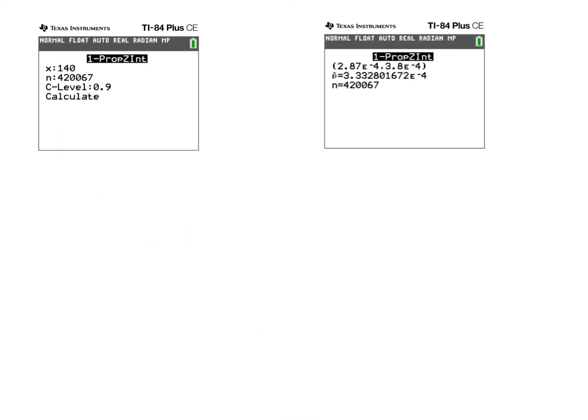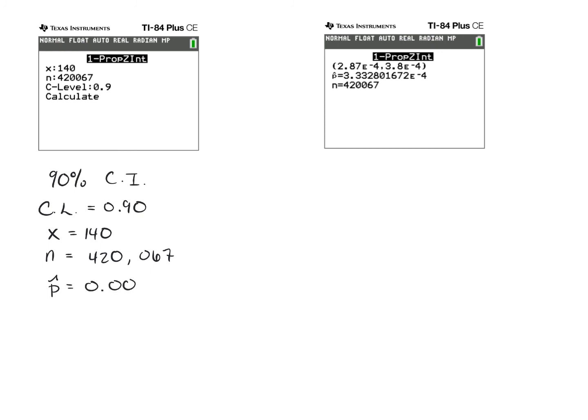So on the calculator, if we want to build a 90% confidence interval, our confidence level is going to be 0.90, so we need that piece of information. We also need to know X, which is the actual number of people who develop cancer of the brain or nervous system using cell phones, and we calculated that earlier as 140 people. And then our sample size is 420,067. Then just off to the side here, recall that the sample proportion that we were given in the problem was 0.000333. So I'm going to just jot that down so I can check my calculator later.